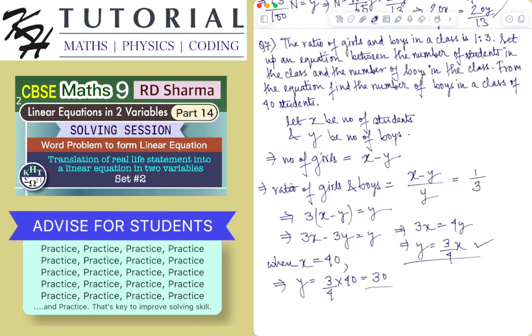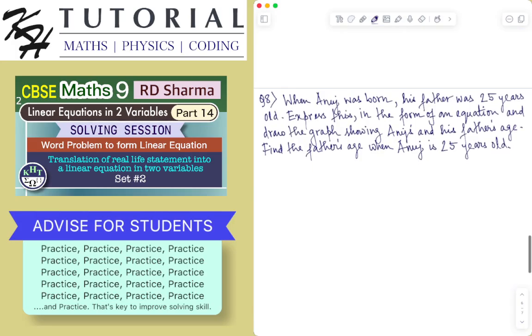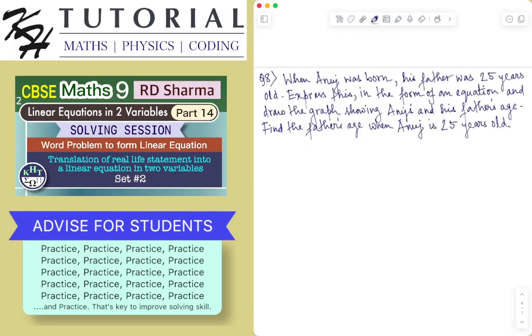Okay, let's see the next problem. Question number 8. When Anuj was born, his father was 25 years old. Express this in the form of an equation and draw the graph showing Anuj and his father's age. Find the father's age when Anuj is 25 years old. So what are the variables? The variables are the age of Anuj and the age of his father.